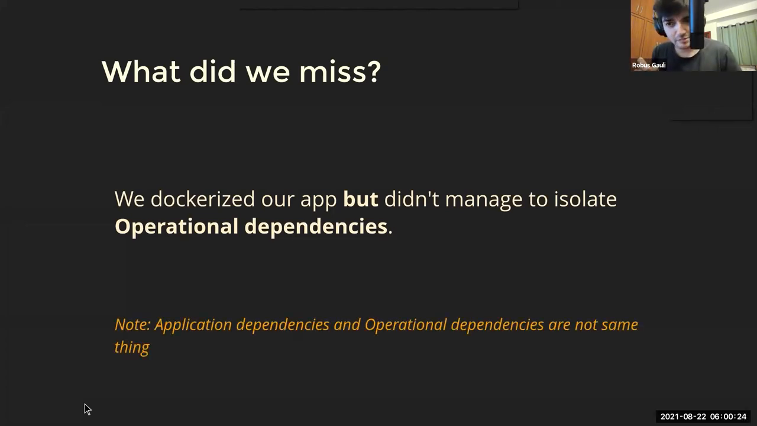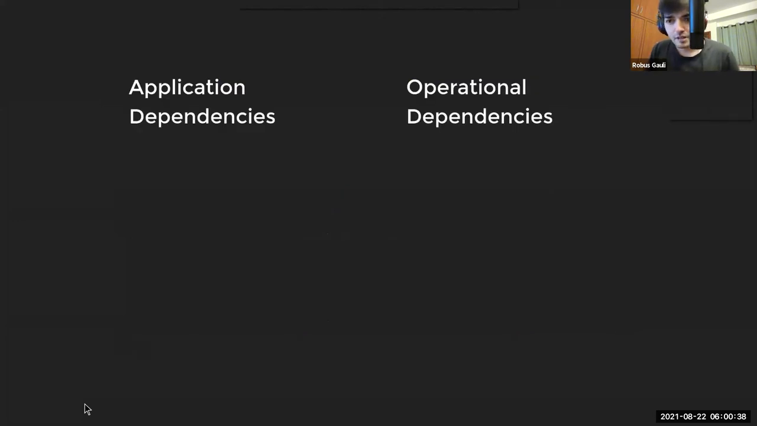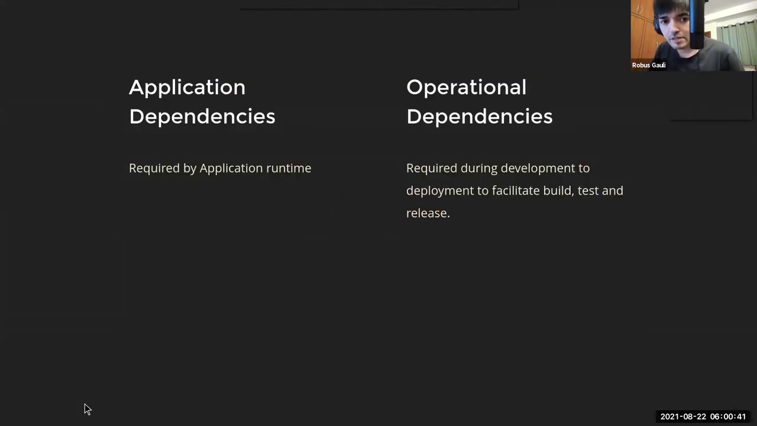Note, on application dependencies, obviously you would have a Dockerfile in your application, right? Either it's Node.js, Golang, Rust, I don't care. But how about the operational dependencies, right? It's a different kind of thing. As I already said, application dependencies are required by the application runtime. For example, if you have an Express application, so you have an app server, you require Node.js in order to run that application, right? So that's an application runtime. That kind of dependency is called an application dependency, right?